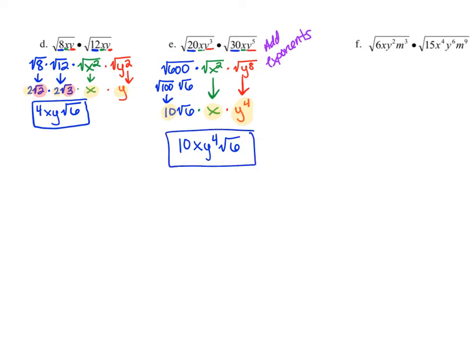Okay, let's do this next one. So multiplying these whole numbers together, that would be 6 times 15 is 90.